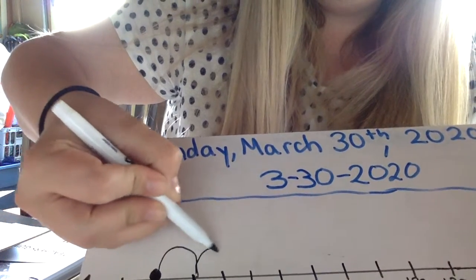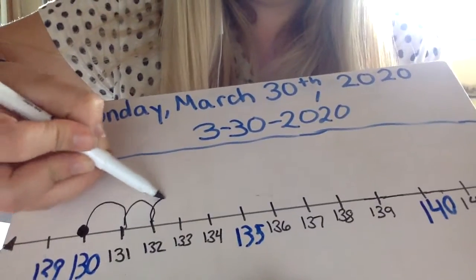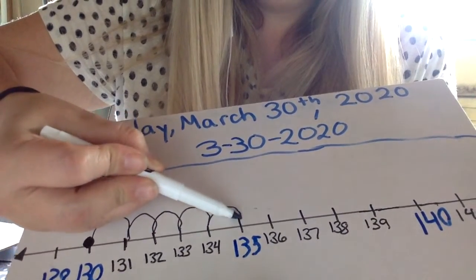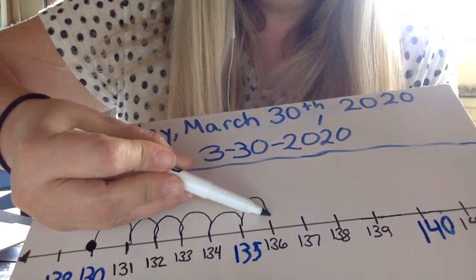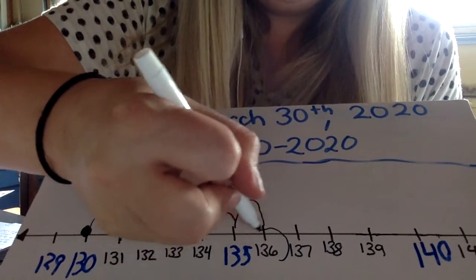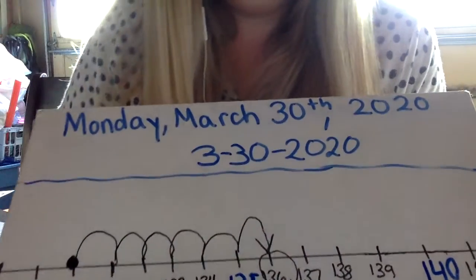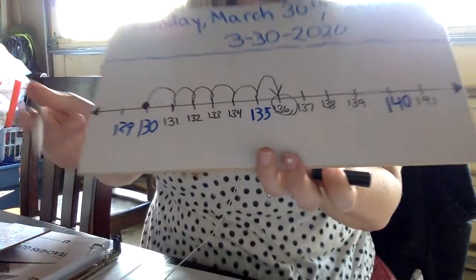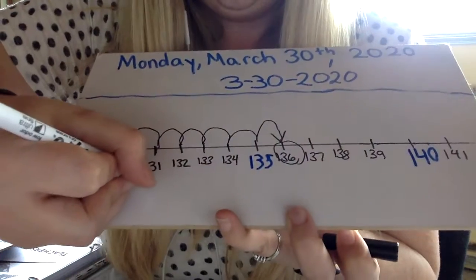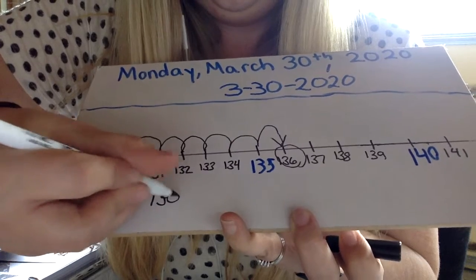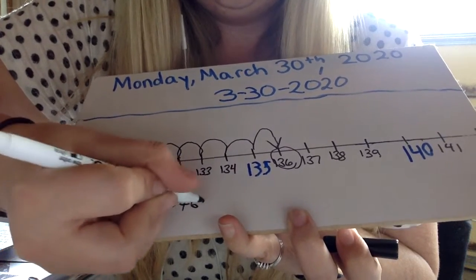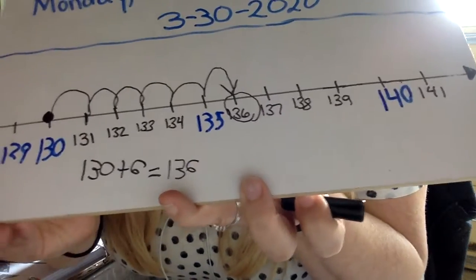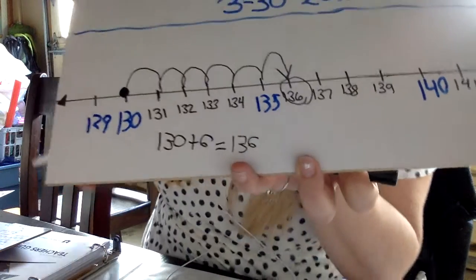Plus 1, plus 2, plus 3, plus 4, plus 5, plus 6. Where did we land? That's right, 136, because 130 plus 6 equals 136. Can you think of any more ways to write 136?